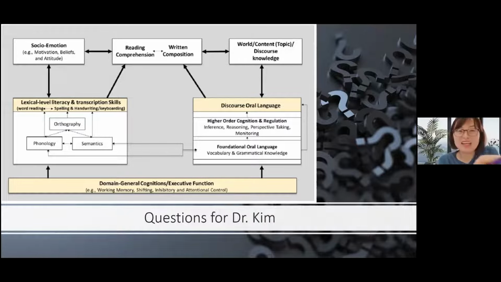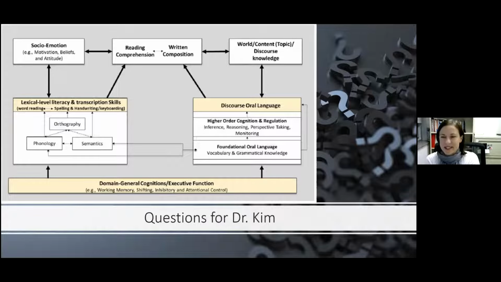Exactly. That's why I have reading there. Part of the reason we have reading there is that, especially when you have source materials for a writing task, your reading skill will determine the quality of writing. Even if the writing task does not involve source materials, for good quality writing you have to reread your own writing, right? So that requires not only word reading, but also your own mental representation of what you have written down. That's reading comprehension.